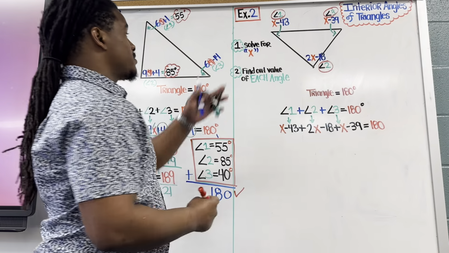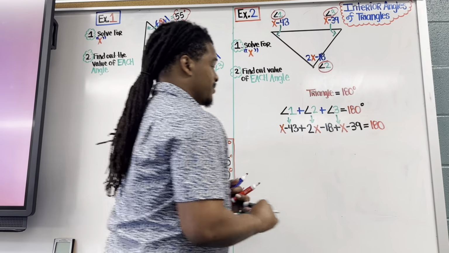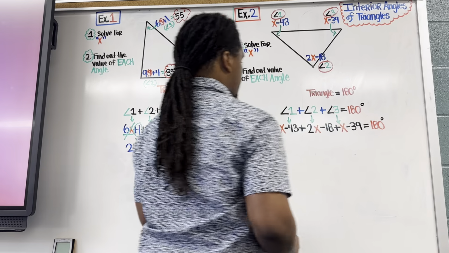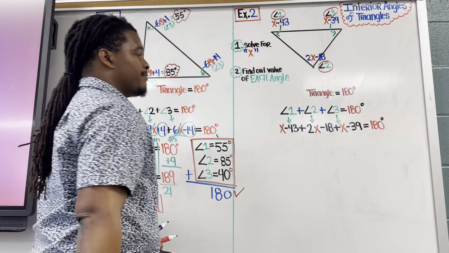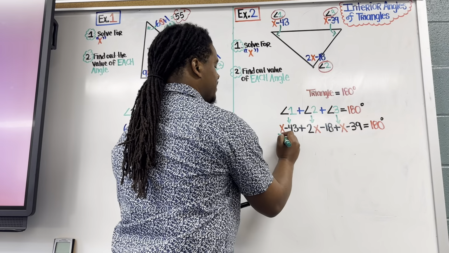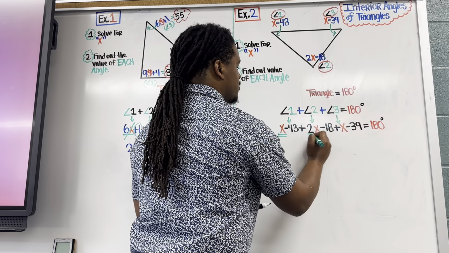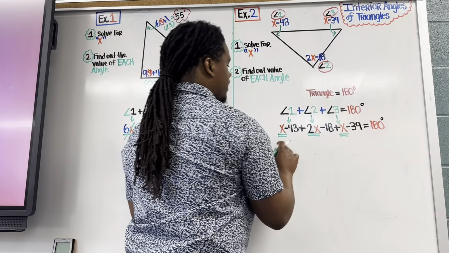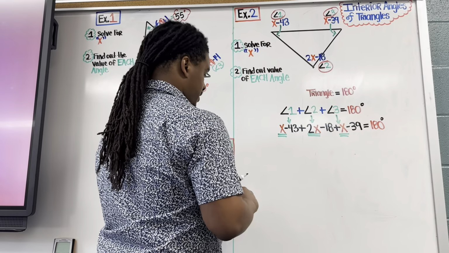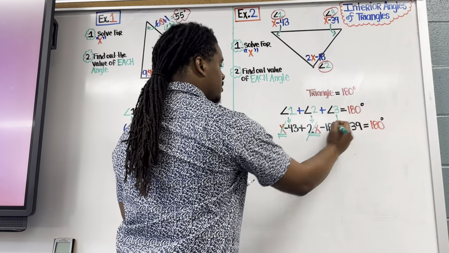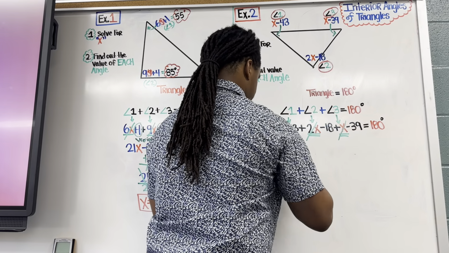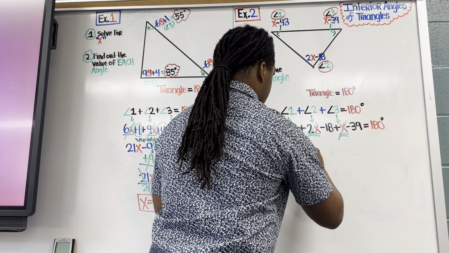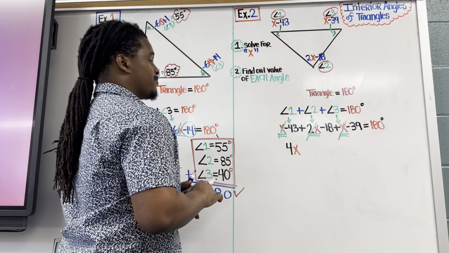So remember, the first step, we need to solve for x because x so far is an unknown value that we need to find the value of, all right? So let's start combining like terms. I can combine the x's. I have x, I have 2x, and I have x. X plus 2x plus x equals 4x. So I can cross these out, and I can put 4x. All we're doing now is simplifying the expression.